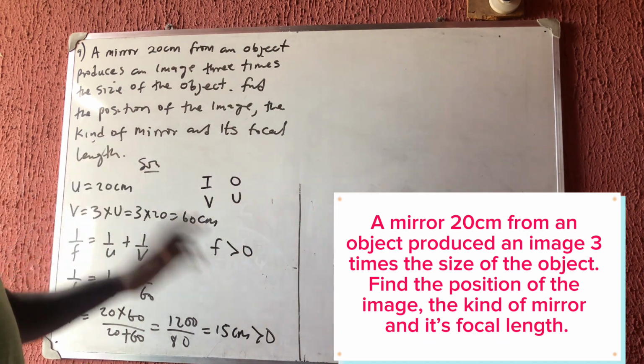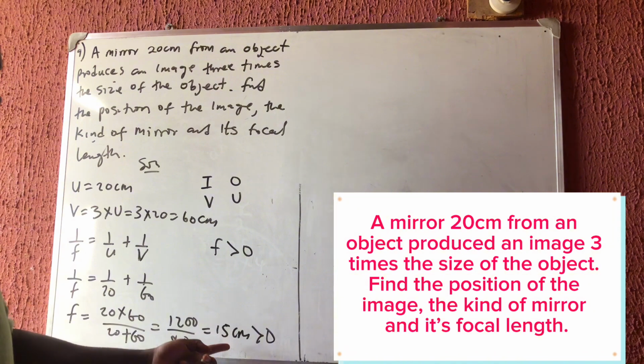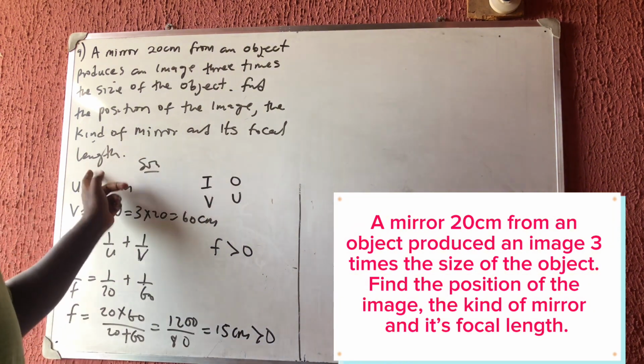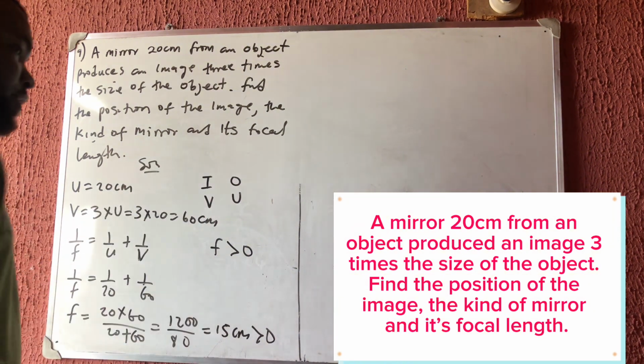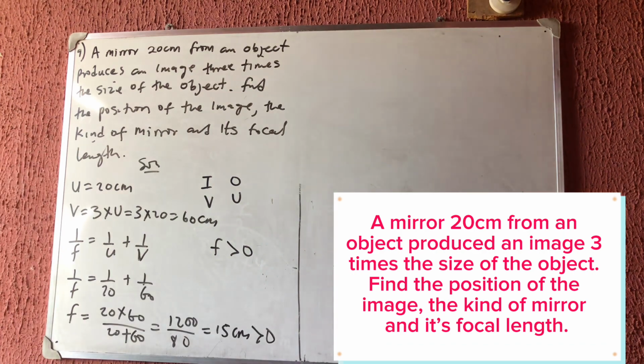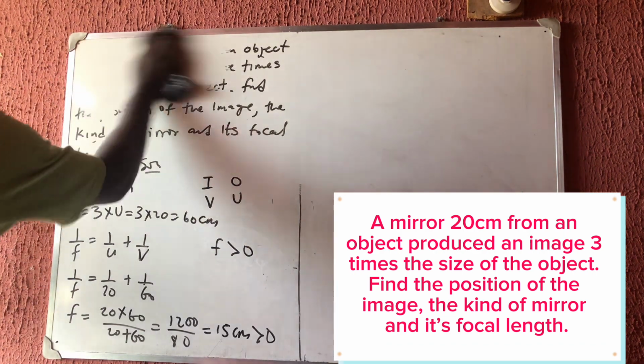The type of mirror is a concave mirror. Why? Because your f is positive. They say we should find our f. Our f is 15 and it's positive. Since it's positive, then what happened? It is a concave mirror.